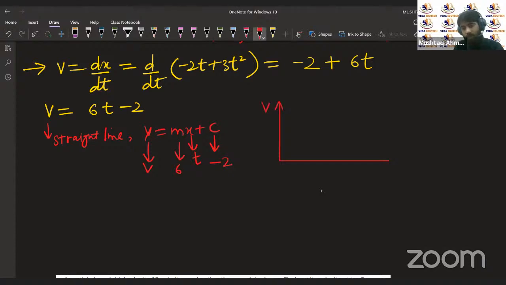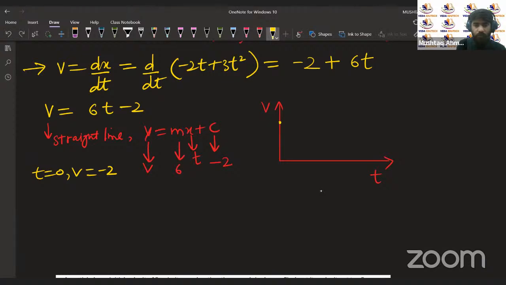This is our velocity and this is our time, right? So the intercept is the point where the line touches the y-axis. At time t equal to 0, we get v equal to minus 2. That's our intercept. At time t equal to 0, the velocity here is minus 2.